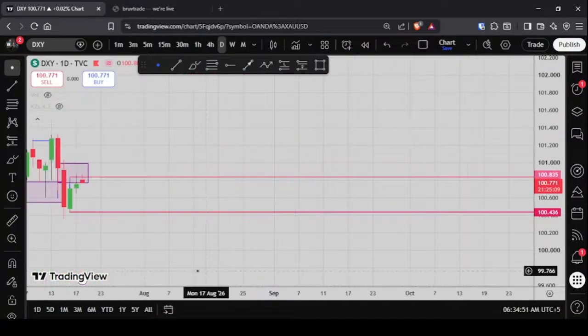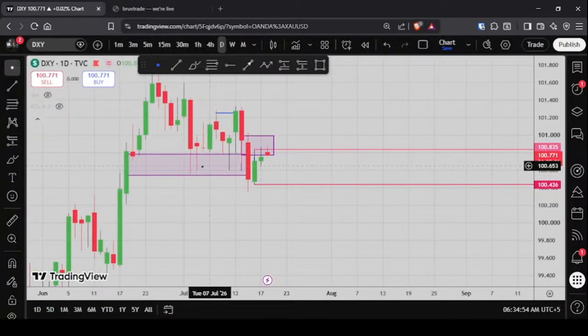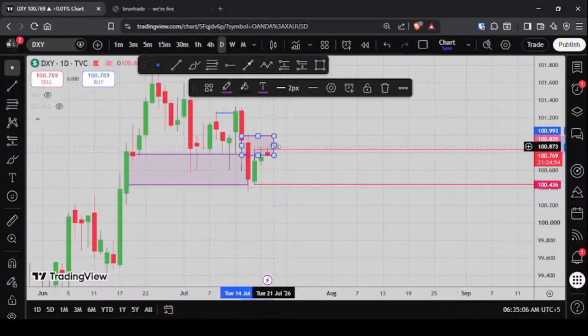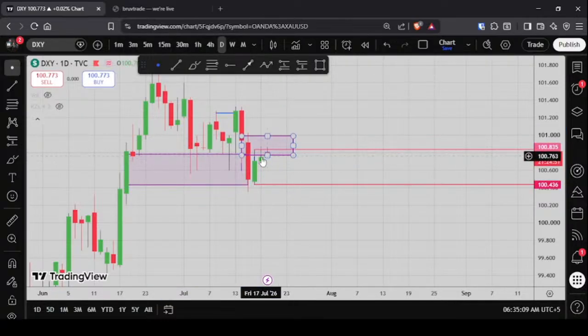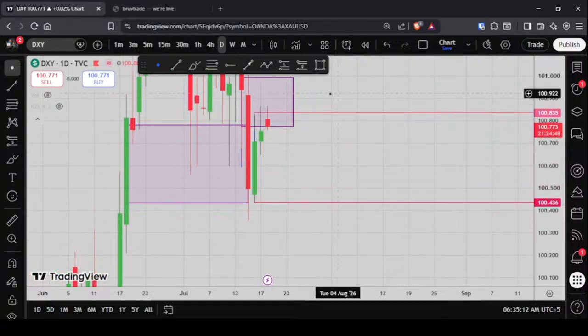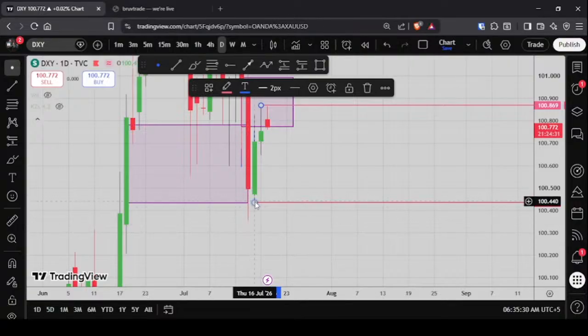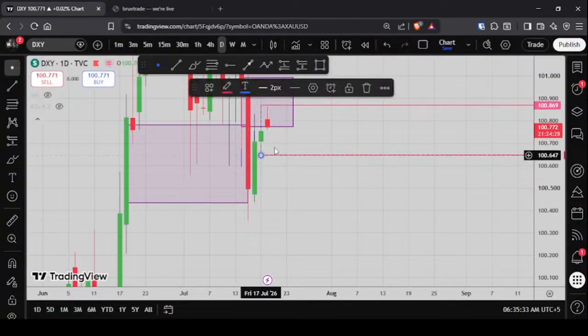Well, this is DXY. DXY took hold of its support zone. It shot upwards till the resistance zone that I marked, and now it is showing resistance at the place. It has taken out the liquidity of Thursday. It has still not taken out the liquidity of Friday's high. So let's just move this till here and this till here.